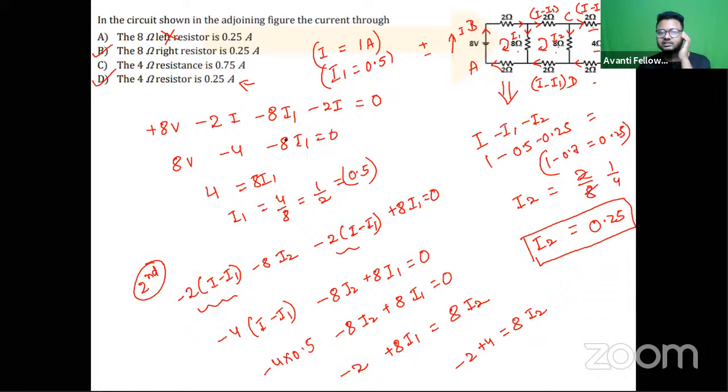Never worry in current checking about the direction you are taking. Always take any direction and solve the problem. If you get a negative answer, it means the direction needs to change. In this problem, we have got all the answers positive, which means we have taken all the directions correctly. In this question, if you had taken the direction of current opposite, you might have got a negative answer, and that would help you understand that you have to change your direction.